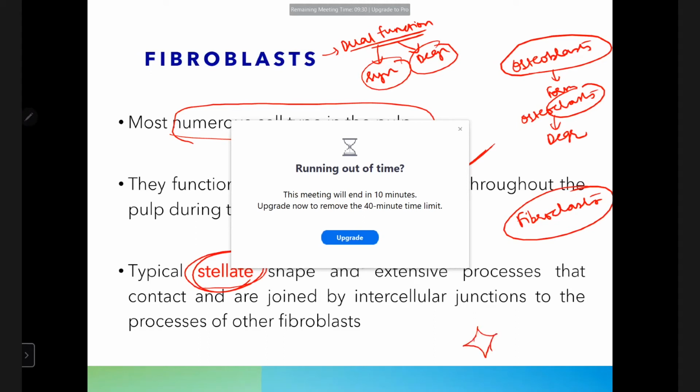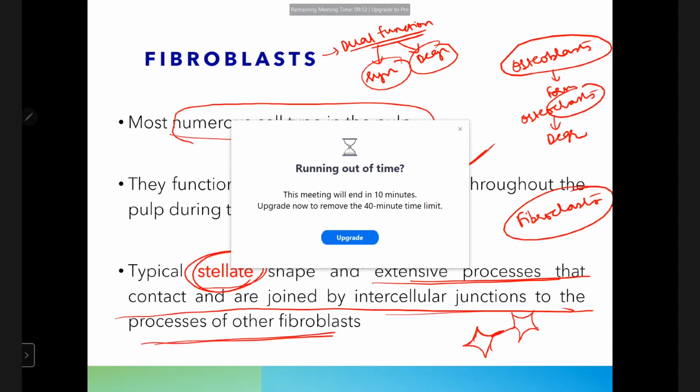So they have the typical stellate shape and they have extensive processes. With these processes, it will contact the adjacent cell. Okay, so they have a typical stellate shape, that is star shaped, and they have extensive processes that contact and are joined by intercellular junctions to the processes of other fibroblasts. So with their processes, they are joining with the other fibroblasts.